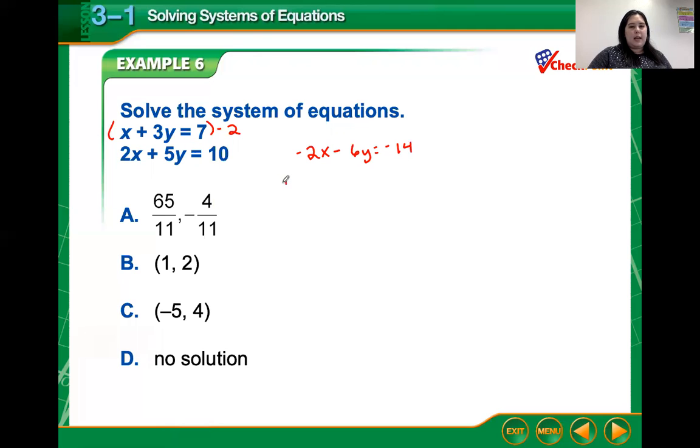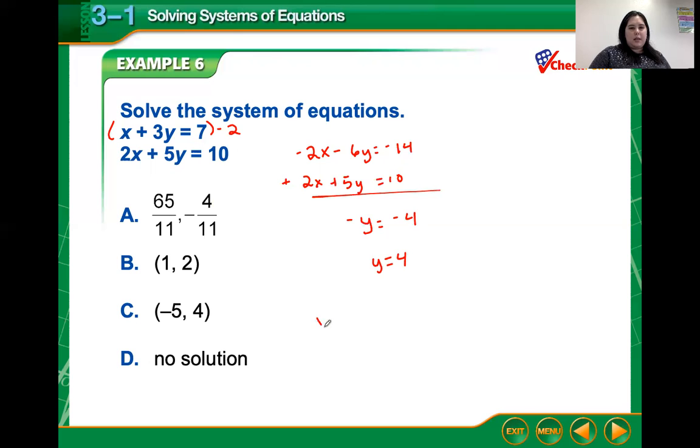So then I'm going to add 2x plus 5y equals 10. My x's cancel out, and I'm left with -6y plus 5y, which is -y. -14 plus 10 is -4. And then, simplifying that, I get y equals 4.